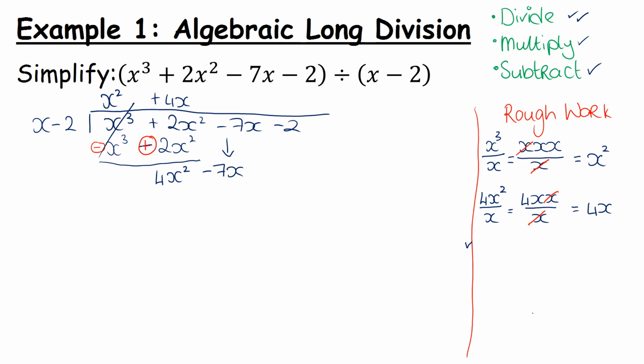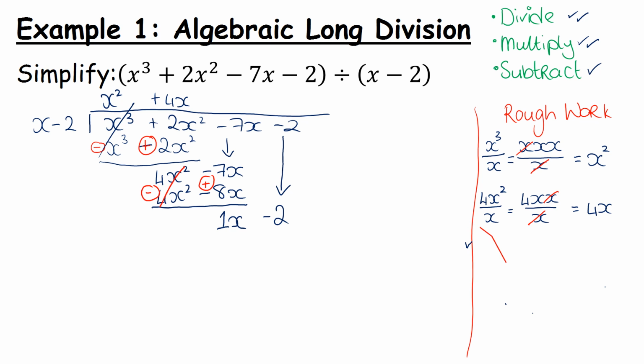Plus 4x by x is 4x squared, plus 4x by minus 2 is minus 8x. So now we've done our multiply, let's do our subtract. So this becomes a minus and this becomes a plus. So minus 7x plus 8x gives me 1x, a positive 1x. And I bring down my minus 2.